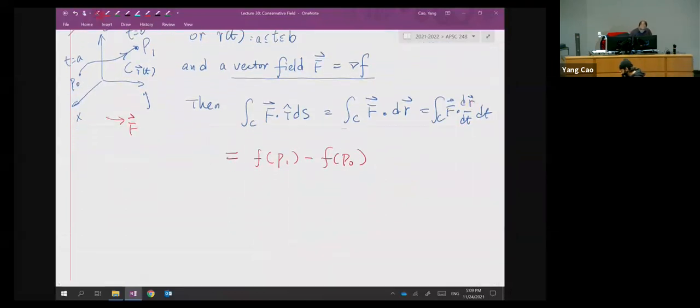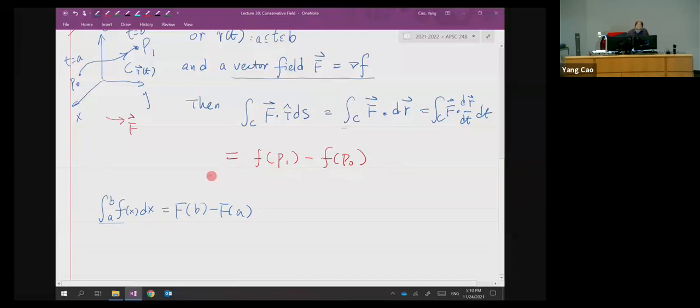To jog your mind, when you calculate the integral of a function, and you know its antiderivative is capital F of x, then the result is F of b minus F of a, right? That's the fundamental theorem of calculus from Calculus 1. And this is the fundamental theorem of calculus for line integrals in this course. See the difference, okay?